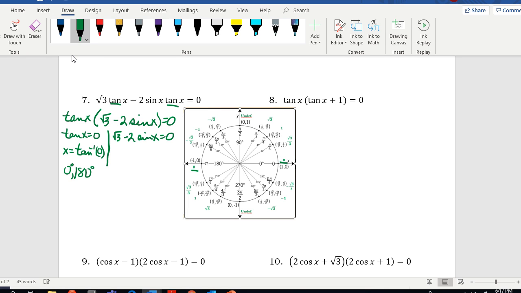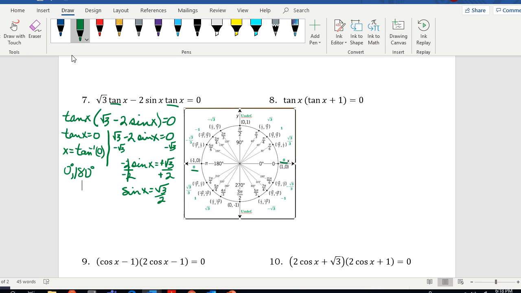Let's get a 1 in front of that 180. Okay. This one, I have to subtract the square root of 3, and I'm left with negative root 3. I've got to divide by negative 2. And look at these negatives. They cancel. So sine x equals square root 3 over 2.